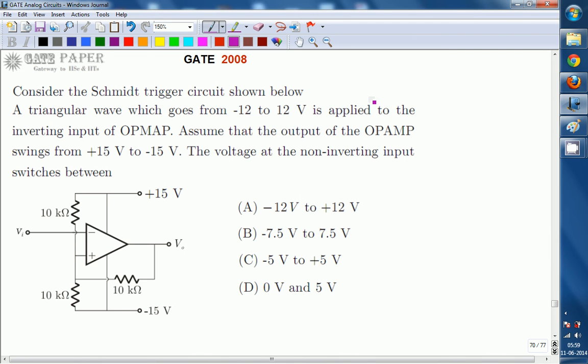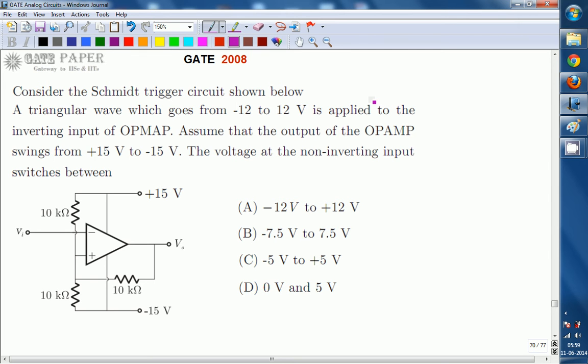Hello, we are discussing the GATE 2008 ECE paper, and this question is related to analog circuits. Consider the Schmitt trigger circuit shown below. A triangular wave which goes from minus 12 to plus 12 volts is applied to the inverting input of the op amp. Assume that the op amp output swings from plus 15 to minus 15 volts. The voltage at the non-inverting input switches between.